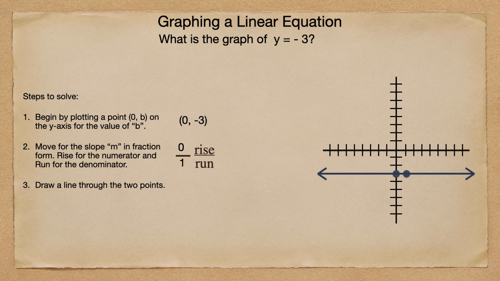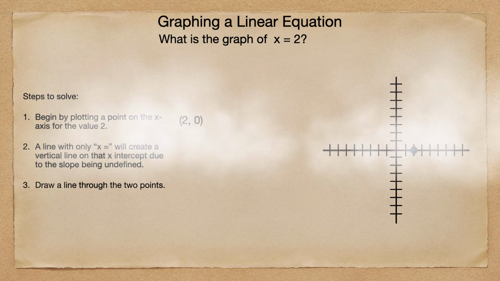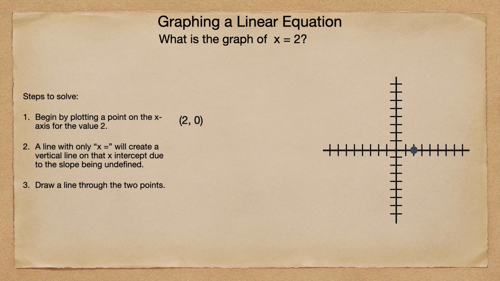Now, in contrast to this, we also have x equal to 2. Here it is no longer y equals mx plus b. You are only given x equals 2. So we will be putting our point on the x-axis at 2 for x equals 2. Now the value x will always equal 2, which means this will be a vertical line.